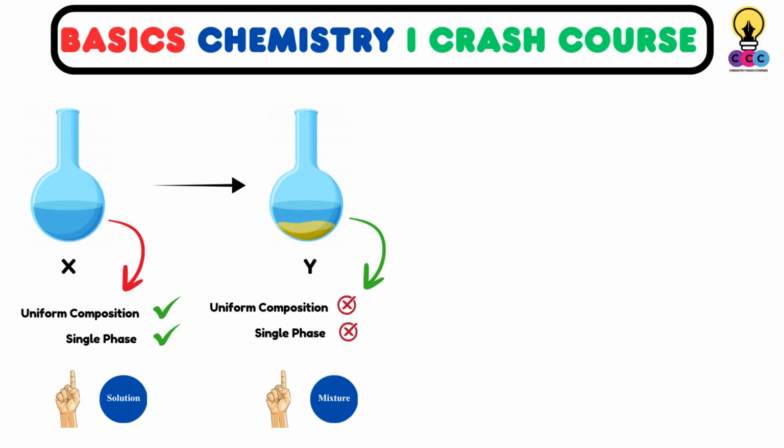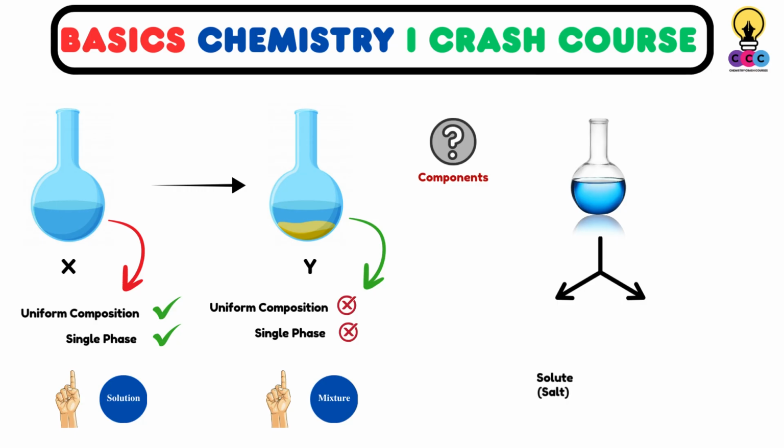The next question that arises in our mind is, what are the components of a solution? So let us explore. A solution is made of two components, solute and solvent. For example, a salt solution contains salt as a solute and water as a solvent.